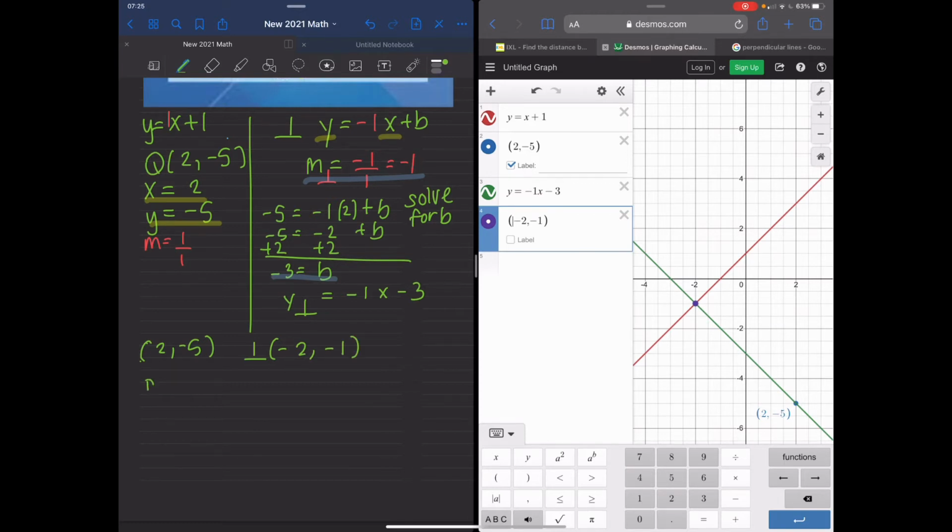And our distance formula is going to be the square root of x2 minus x1 squared plus y2 minus y1 squared. So then we're going to substitute. I know that my x1 is 2, y1 is negative 5. X2 is negative 2, and y2 is negative 1. I'm going to create my square root. I'm going to substitute those numbers in.